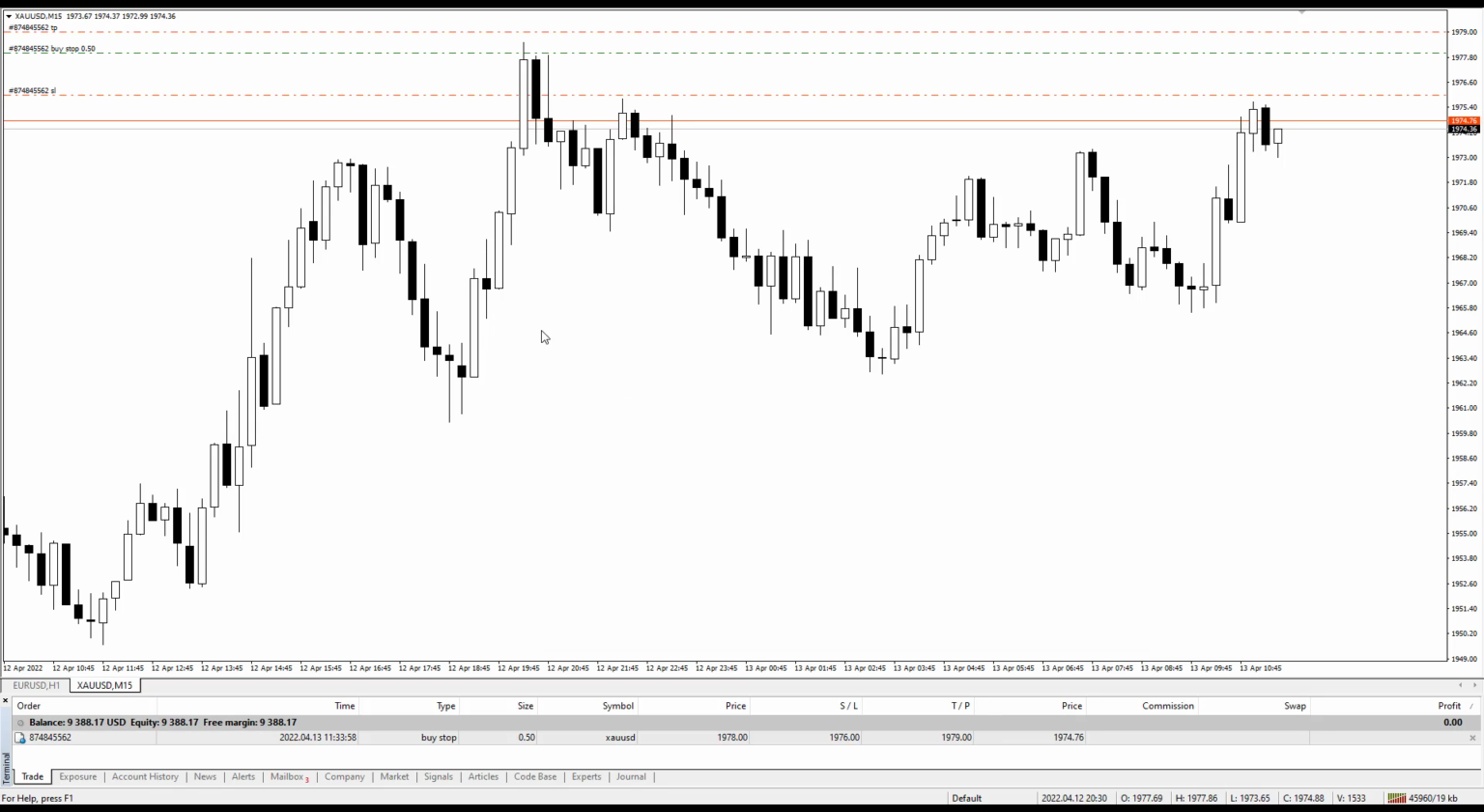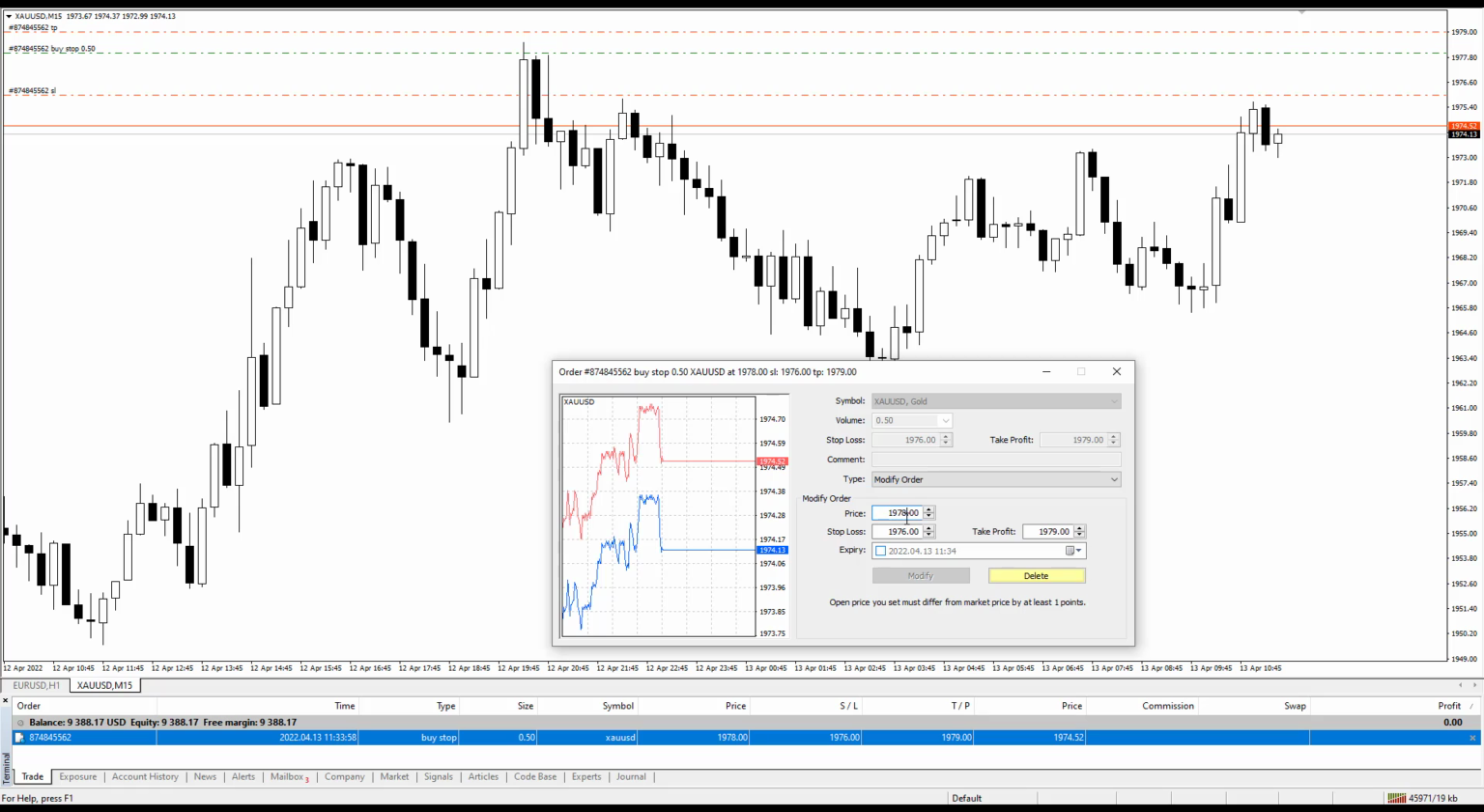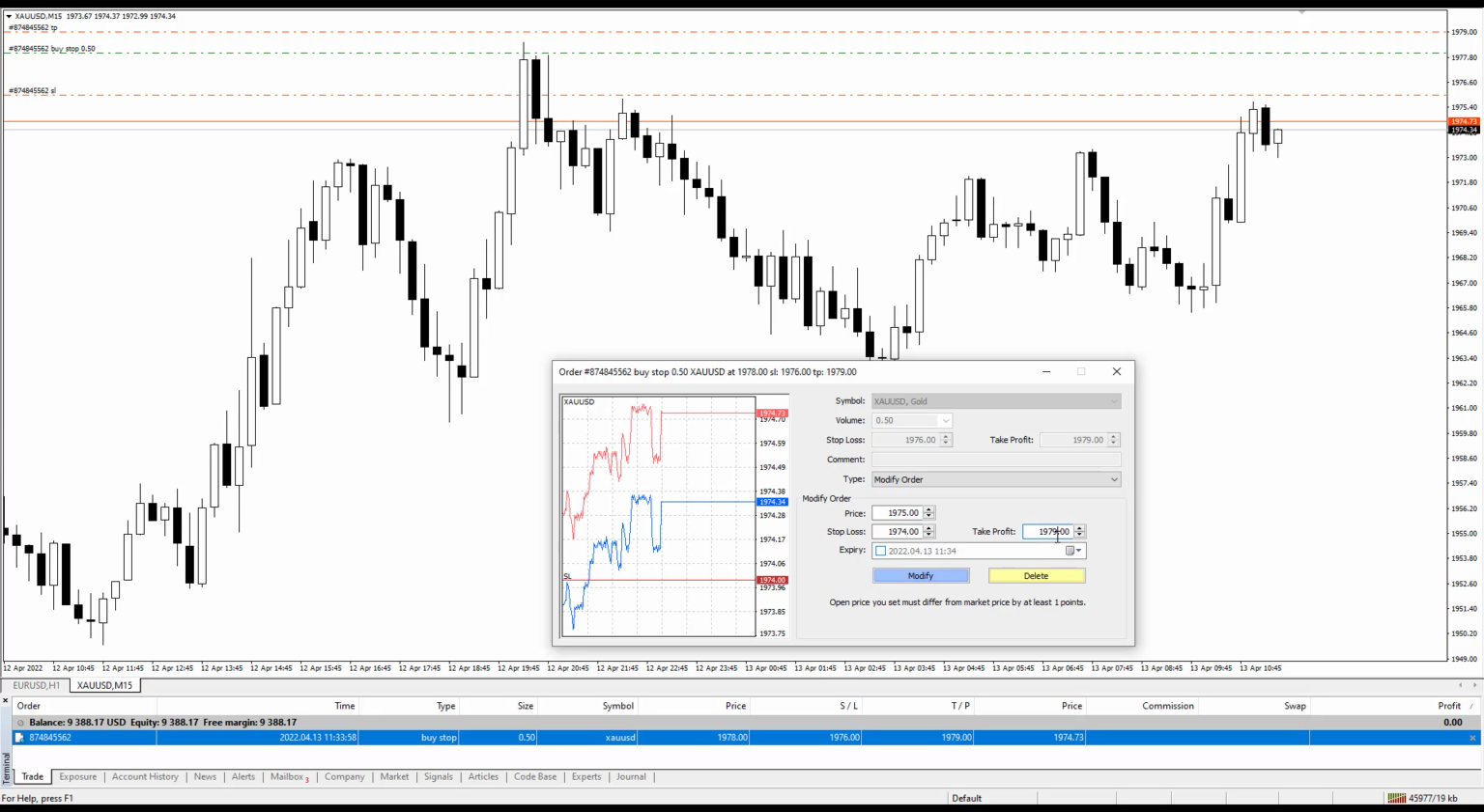Okay, now the second trade, the price will be the same as the first one. Stop loss will be 20 pips. Sorry, I need to modify the first order first. Stop loss was not set correctly. The stop loss will be 20 pips, and take profit will be 10 pips. Okay, this is okay. Modify, great.